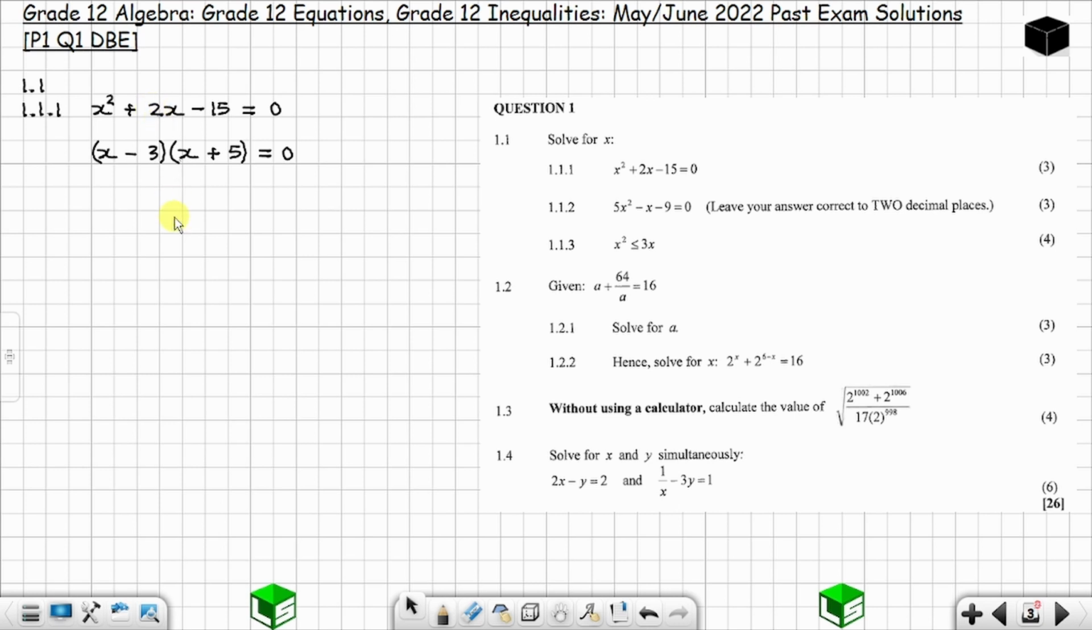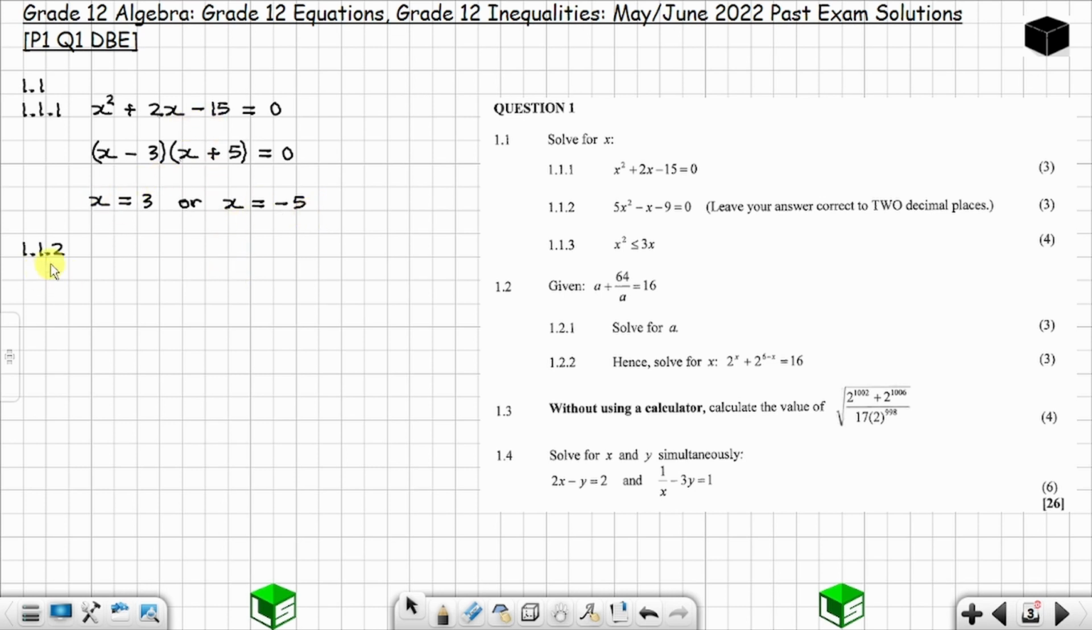From here you know that x is equal to 3 when you solve this part, or x is equal to negative 5 when you solve this part. So this is the solution. Always make sure you check your answers, to see if they are valid. Okay, so let's move on.